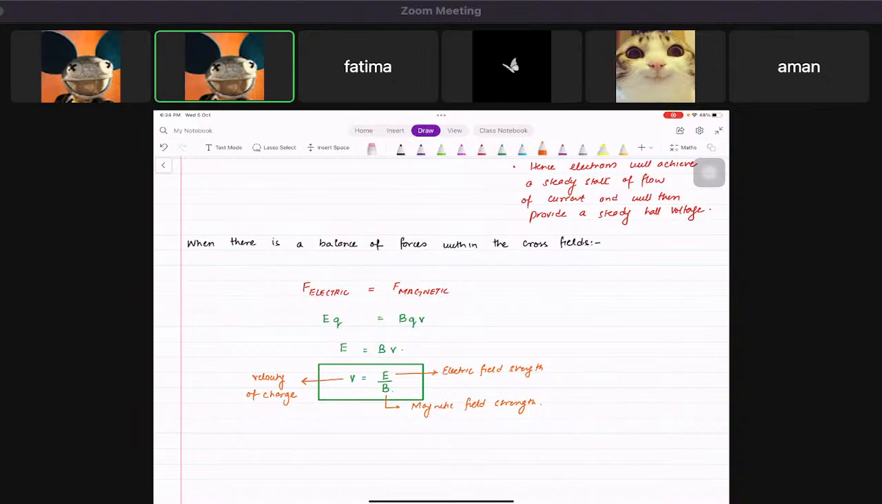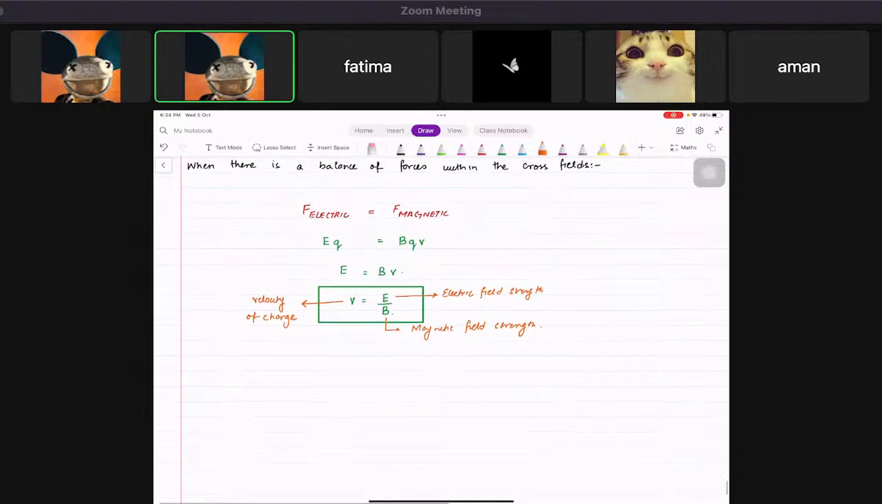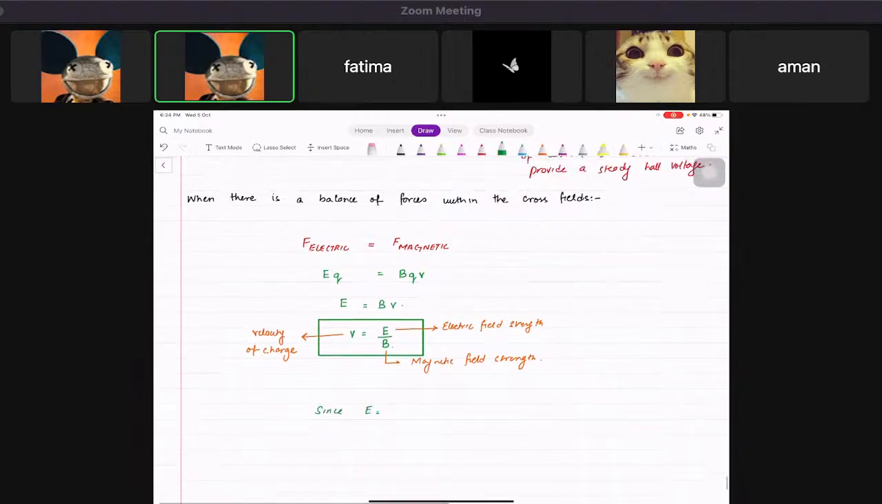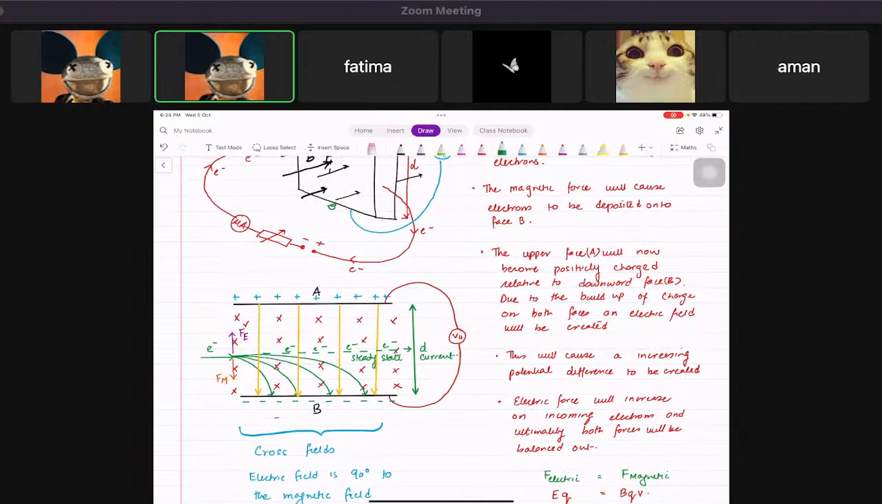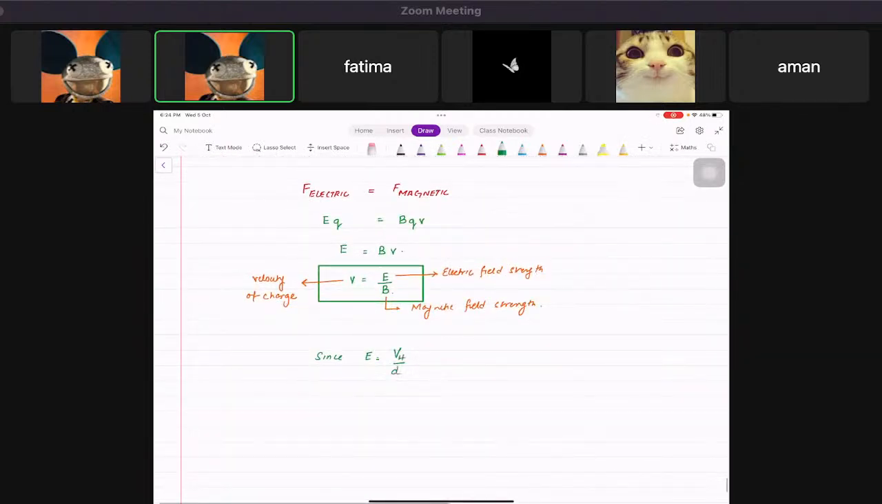Now, sometimes this formula can be changed a bit as well. Since the electric field strength between these two plates is voltage over the distance between them, we can also write V_H over d like that, and replace it in the above equation. Then the speed at which it will move would be V_H over BD. So I just replaced E, and then voltage over BD would enable you to find the speed at which these electrons are going to move. Is it clear, everybody? Any questions?